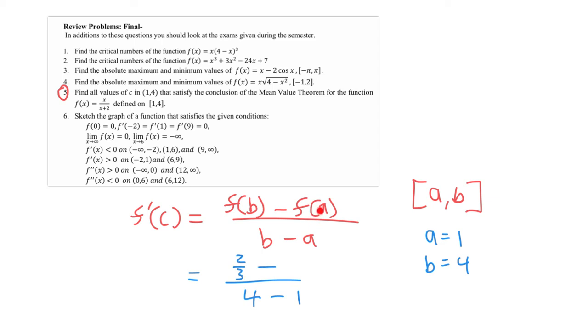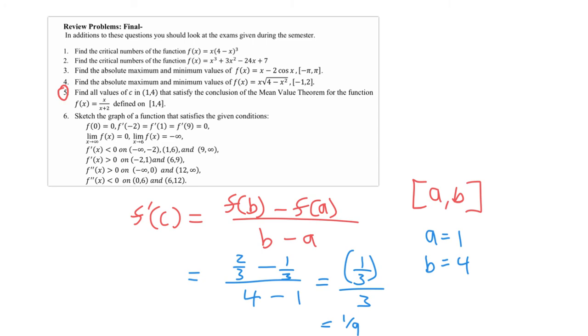Well, what is f of a? F of a is f of 1. What is f of 1? F of 1 would be what happens when you plug 1 in for x. So f of 1 equals 1 over 3. Now, what does that become? That becomes 1/3 up top over 3 down below, and that simplifies to 1/9. So that's the number we're going to set equal to f prime of c.